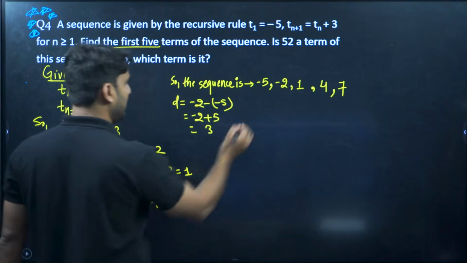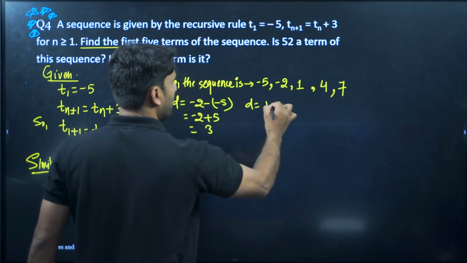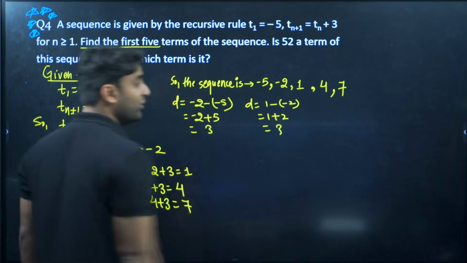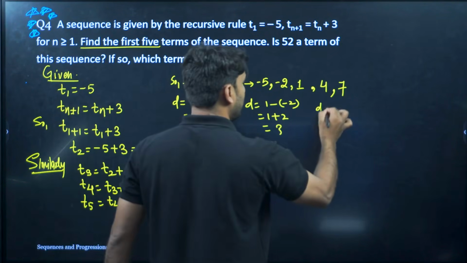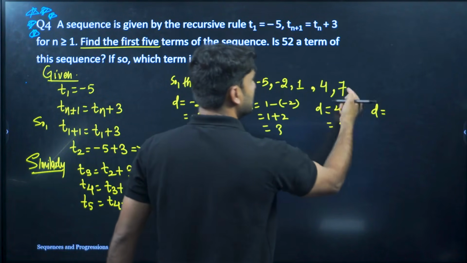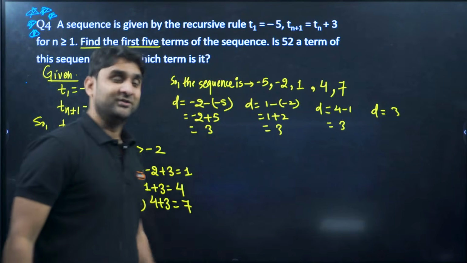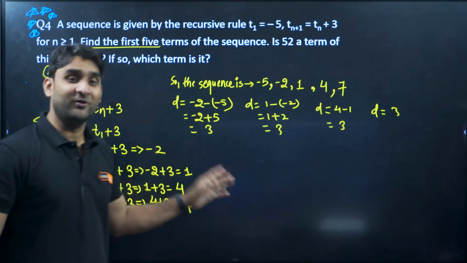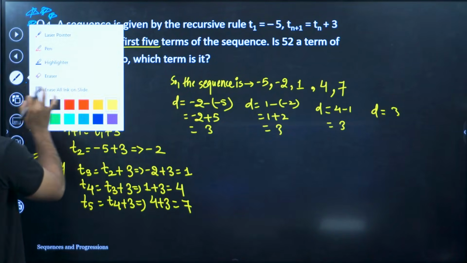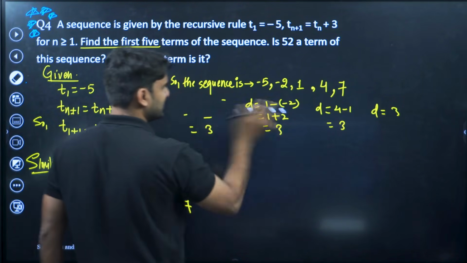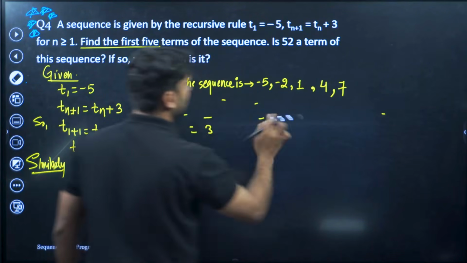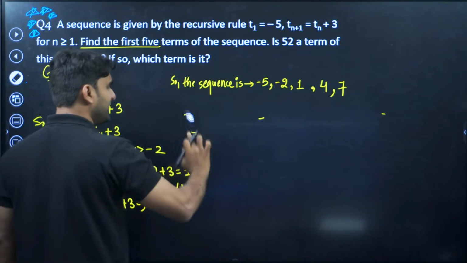Now let's find D again. D will be 1 minus minus 2, so 1 minus minus, plus, so this is 3. Oh, again 3. Now let's find one more D. 4 minus 1 is 3. Wow. Again find D: 7 minus 4. Wow, 3. So this is obviously an AP because the common difference between each pair is equal. Let's erase this, I need space. Okay, clear everyone? So the given sequence that we have formed here is an AP.